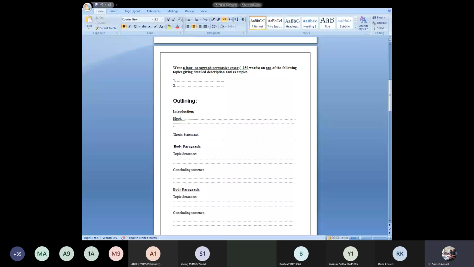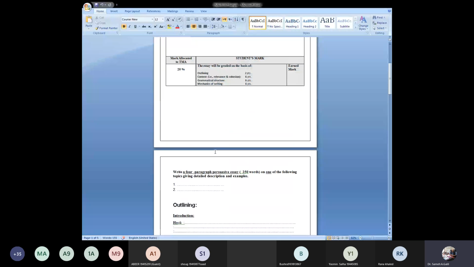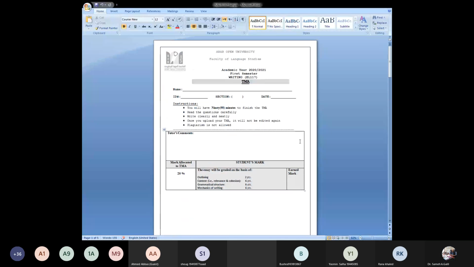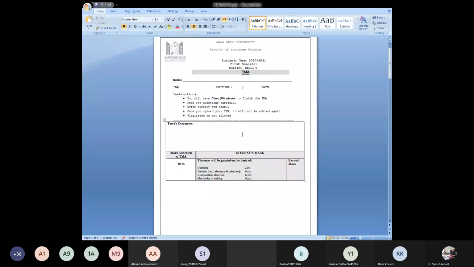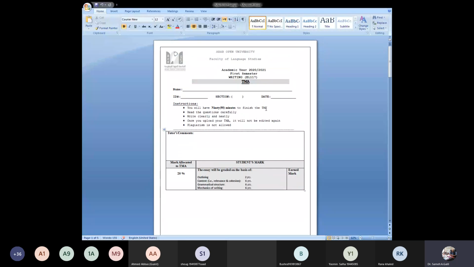So I'm trying to share with you the template of the TMA, the type of questions that you're expected to see and answer, the outline that you're supposed to fill, and stuff like that. So let's go back to the template, and as you can see, this is the template of the TMA. Again, it's 90 minutes.